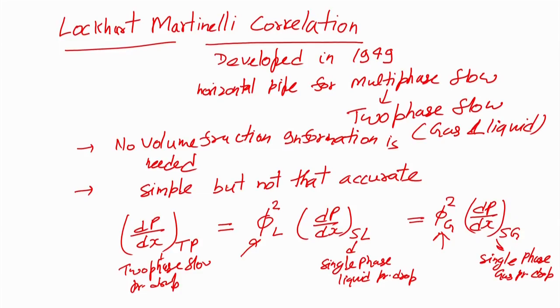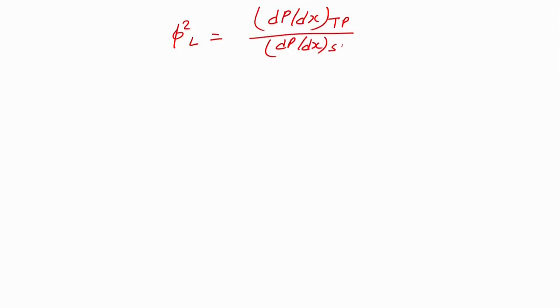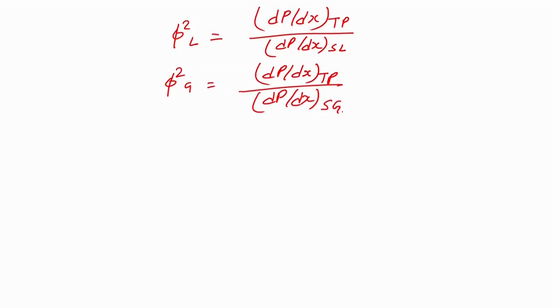So, how are these multipliers defined? If you just see this equation, you can say that phi square L is nothing but dP by dx of two phase divided by dP by dx of single phase liquid. Phi square G will be dP by dx of two phase divided by dP by dx of single phase gas. Okay. So, this is the way the multiplier has been defined, and if you know the single phase liquid pressure drop or single phase gas pressure drop, you just multiply by the multiplier, and you will get your two phase flow pressure drop. Okay.